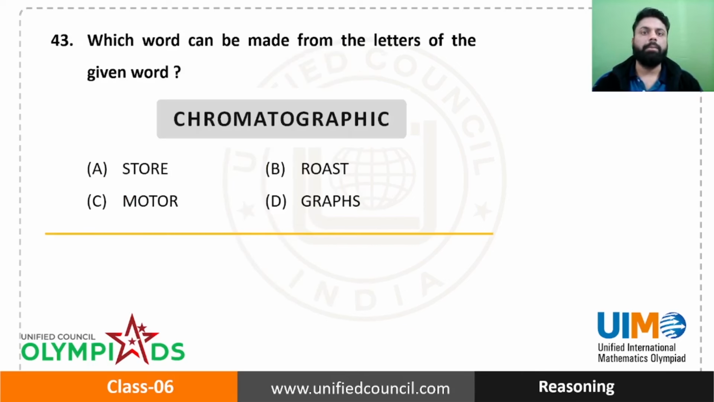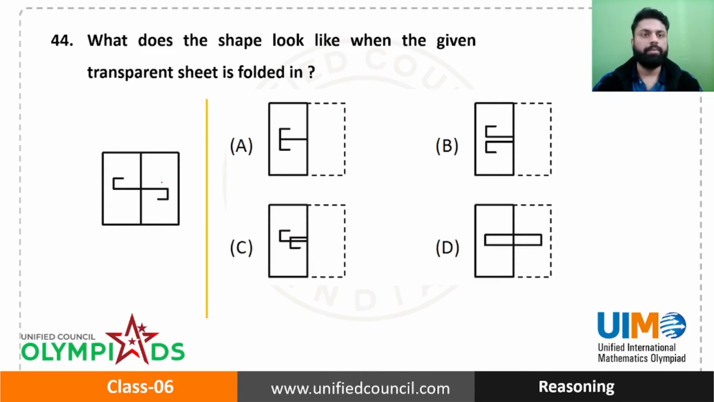Which word can be made from the letters of the given word? Store. S is something that you cannot find over here. Motor. M-O-T-O-R. It can be formed. Roast. R-O-A-S, S is something that you cannot find. So C option is the correct answer.